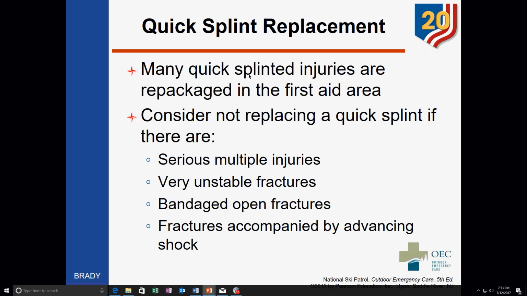Many quick splinted injuries are repackaged in the first aid area. Again, you may not want to change it at all, but maybe you had to get them off the hill in a hurry, and then they have to do a little bit better job in first aid. If they come in and it looks like it was well done and it's doing its job, if it's not broke, don't fix it. Just dressing and bandage, I mean. But just tighten it up or fix it up, whatever you need to do.